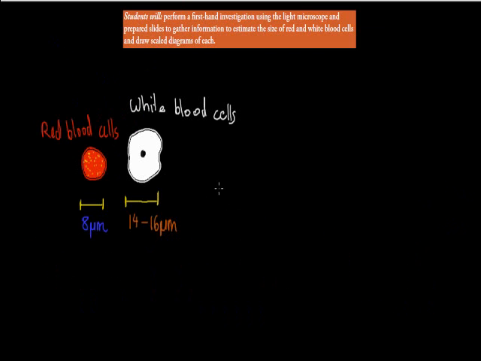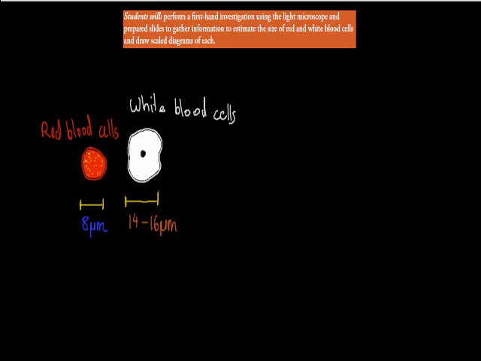You would have also looked at the white blood cells and the red blood cells. This is a first-hand investigation using a light microscope and prepared slides to gather information to estimate the size of red and white blood cells and draw a scaled diagram of each. So you would have had a red blood cell and a white blood cell. You would have seen that the red blood cell had no nucleus, but the white blood cell had a nucleus. The reason red blood cells have no nucleus is because all they have to do is carry hemoglobin, so there's yellow dots in the middle.